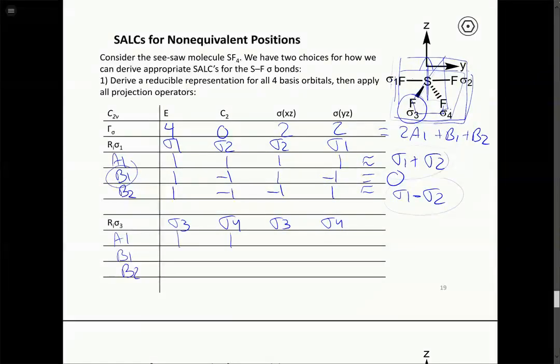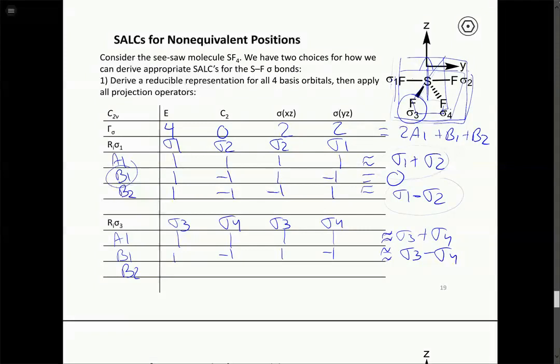So for a1, we again get just an in-phase combination, sigma 3 plus sigma 4. For b1, the characters again are 1, minus 1, 1, minus 1. In this case, we get sigma 3 plus sigma 3 minus sigma 4 minus sigma 4. So this is the out-of-phase combination, sigma 3 minus sigma 4. I should say approximately equal to that.